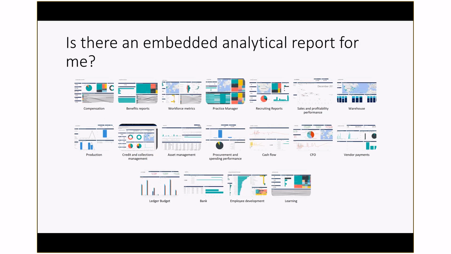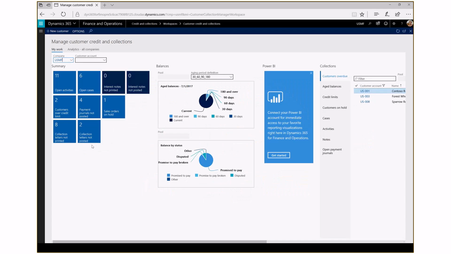The My Work tab is the operational view of a workspace, and basically it is to provide actionable data for a role right away when they enter the workspace. So, for example, the first section is the summary section, which contains summarizations of the most important and actionable metrics for a process area. I can see that there are 11 open activities that I need to go look into and close. There are 6 open collection cases that I need to go and close. And I can take action right away.